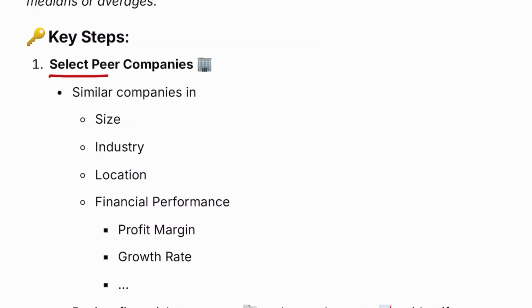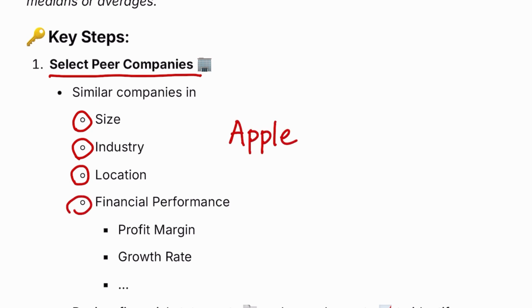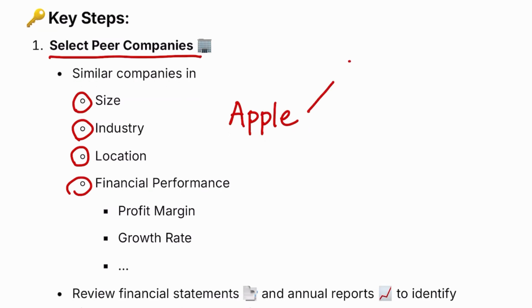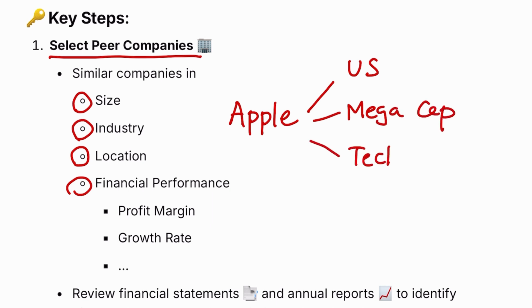The first step is to select peer companies, and there are different metrics we can check for selecting the peer company. We can look for size, industry, location, and financial performance. For example, if I want to find peer companies of Apple, we may select the ones that are located in the US, that are mega cap, and at the same time in the tech industry. Then I'll see the profit margin, growth rate, etc. to see if there are some good approximates of Apple.